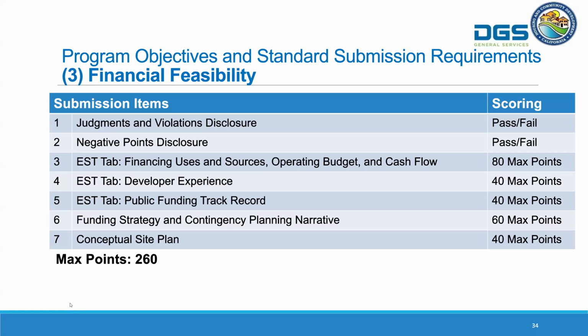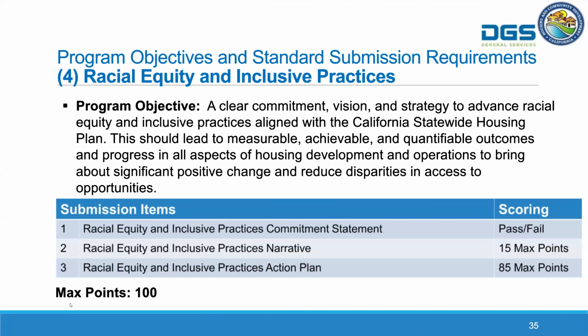Go to the next one, please, Gabe. Racial equity and inclusive practices are an important program objective. Respondent must provide a clear commitment, vision, and strategy to advance racial equity and inclusive practices aligned with the California statewide housing plan. This should lead to measurable, achievable, and quantifiable outcomes and progress in all aspects of housing development and operations to bring about significant positive change and reduce disparities in access to opportunities.